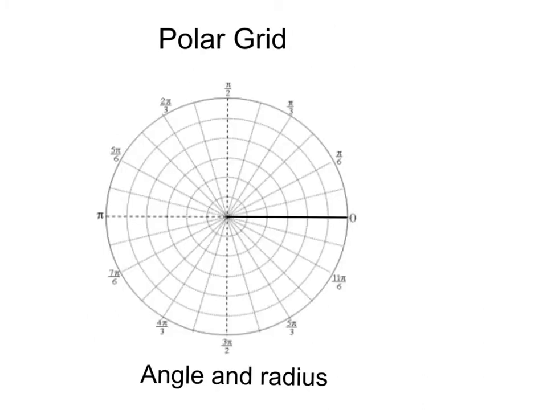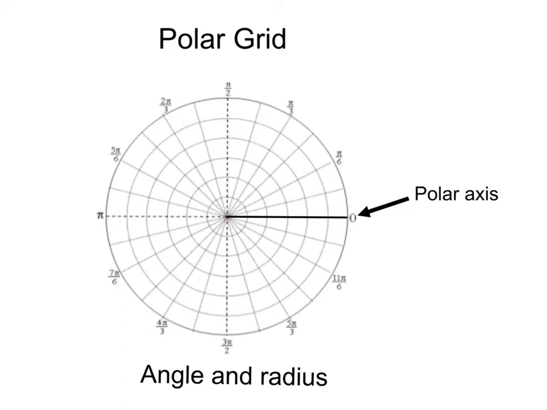Let's start by looking at what an angle means on the polar grid. Just like you've done before, we can start at 0 and move counterclockwise all the way around to 2 pi or 360 degrees. We're just going to work with radians rather than degrees for now. If you moved up to pi over 2, that would represent this entire line here. If you moved to 5 pi over 6, that would represent this line here. 4 pi over 3 would represent this line here, etc.